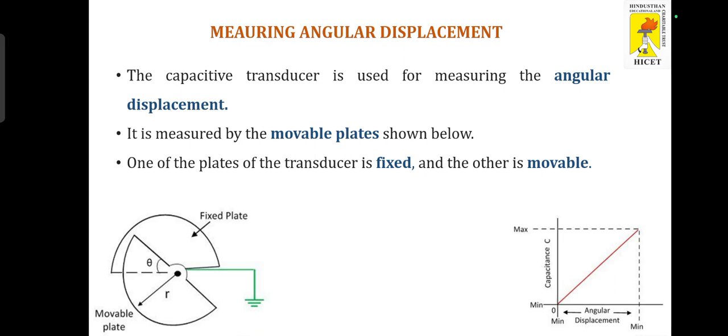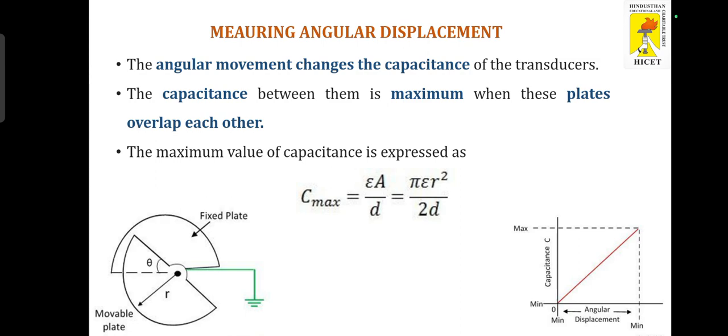It is measured by the movable plate. It will have a fixed plate and a movable plate. The capacitance is measured using the movement of the movable plate. One plate of the transducer will be fixed and another one will be movable. The capacitance between them is maximum when the plates overlap each other because the distance between the plates is very small. In this case, we will have more capacitance.